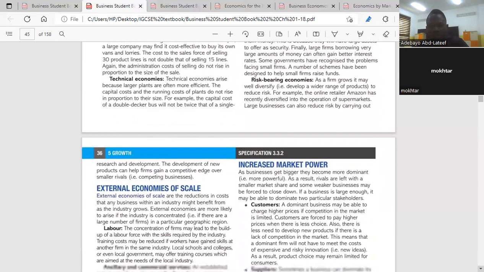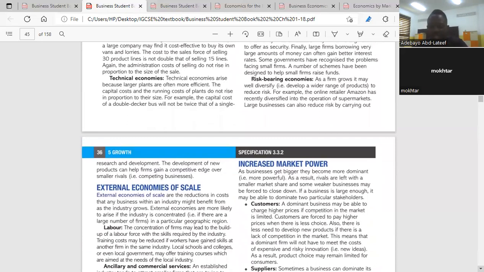So the fifth one, risk bearing. When you talk about risk bearing, it means the ability of a firm to diversify. And when you are diversifying, it implies that you have a large portfolio of products. So if you are a big firm, you'll be able to produce a variety of products, and that reduces your risk. If product A is not selling, product B will sell. If product B is not giving the revenue you want, product C will give it. That is what we mean by risk-bearing economies. Do you understand risk-bearing economies here?